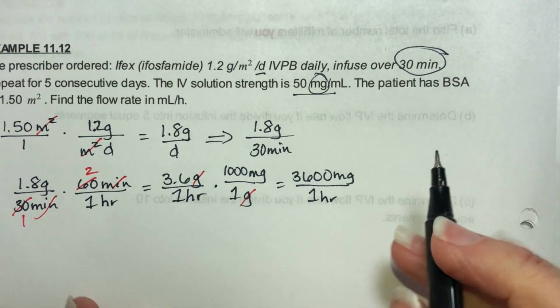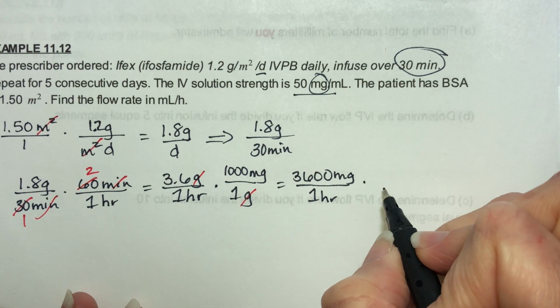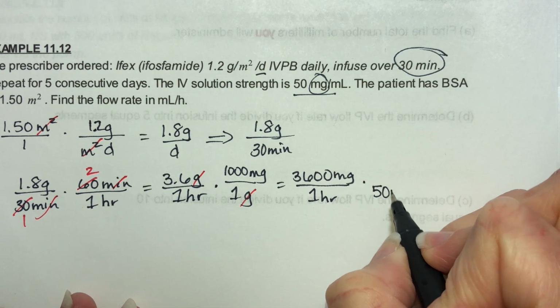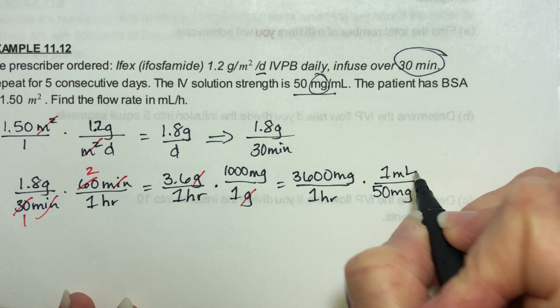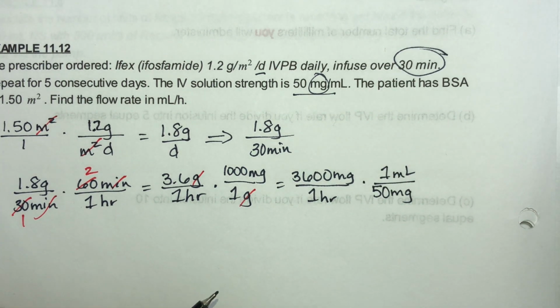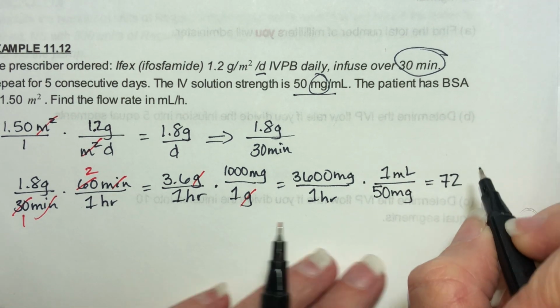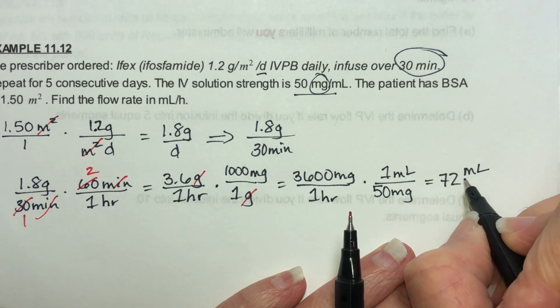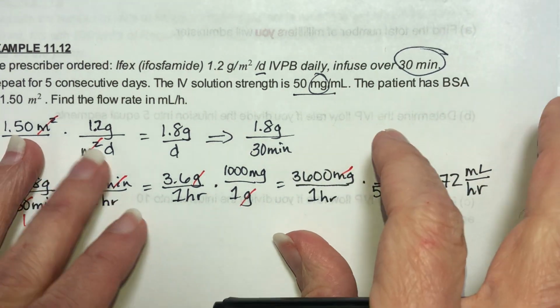Okay, now we can use 50 milligrams per milliliter. I'm trying to get rid of milligrams, so I put that in the bottom and put 1 milliliter in the top. And you do 3,600 divided by 50, and you get 72 milliliters per hour, because milligrams canceled out right here. And that would be your answer.